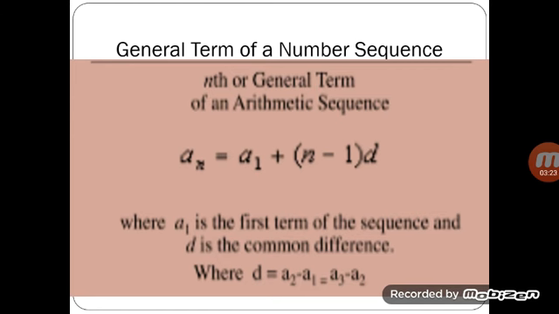When we talk about the general term of a number sequence, keep in mind the formula: the general term or nth term can be found as an equals a1 plus bracket n minus 1 bracket close d. A1 means the first term of the sequence, n is the position of the term and d is the difference. Difference means the difference between any two consecutive numbers in the sequence, and hence you can solve it by putting values in the formula to get the general term of the number sequence.